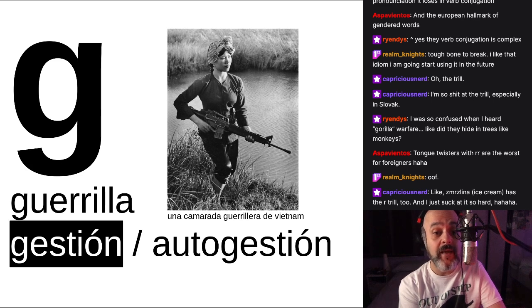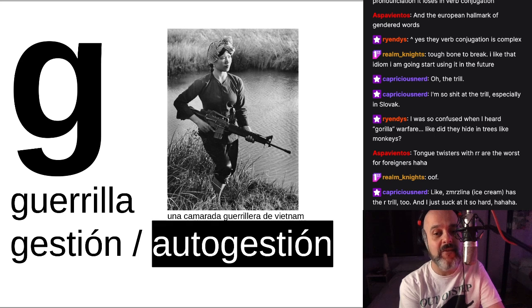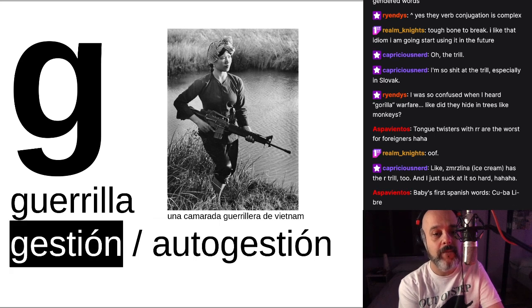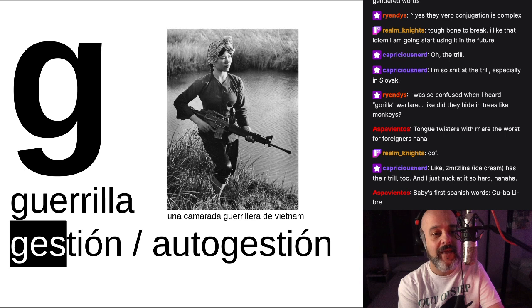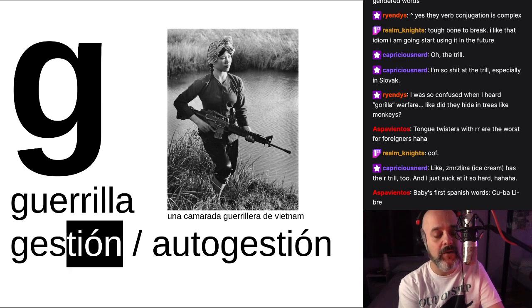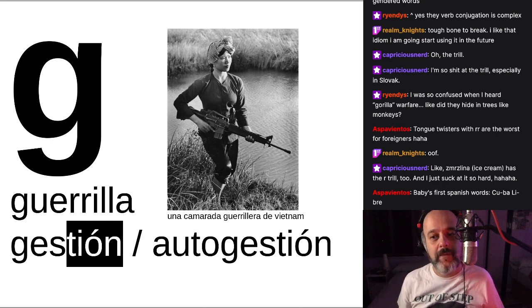Gestión. Gestión is management. Autogestión is self-management. So gestión has two syllables, ges, and then tión, which we'll have to go through the diphthongs at some point. Cuba Libre.